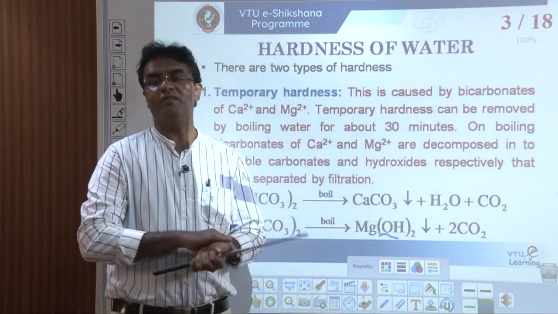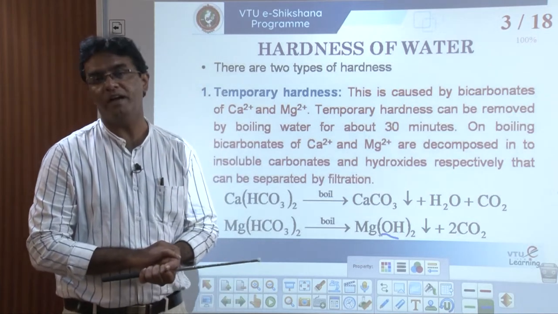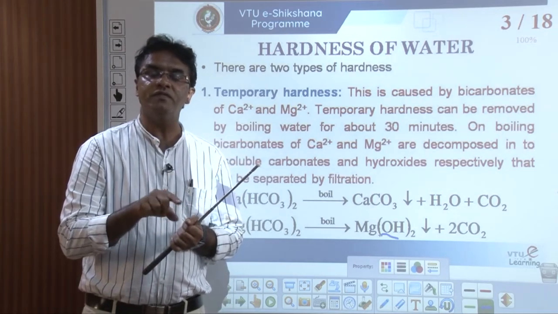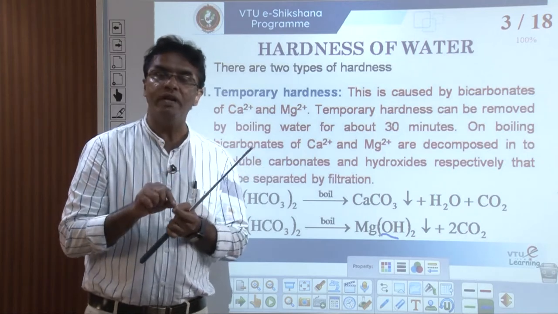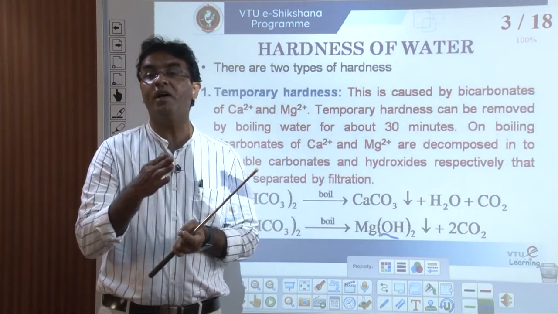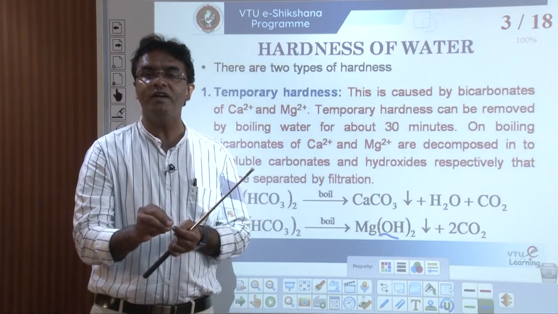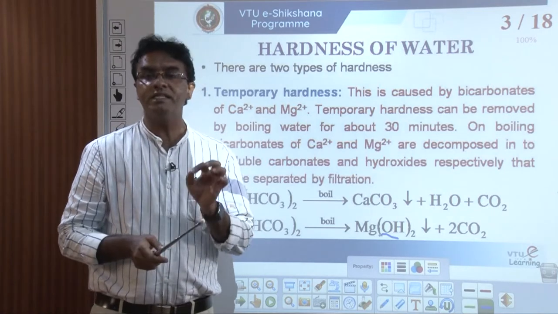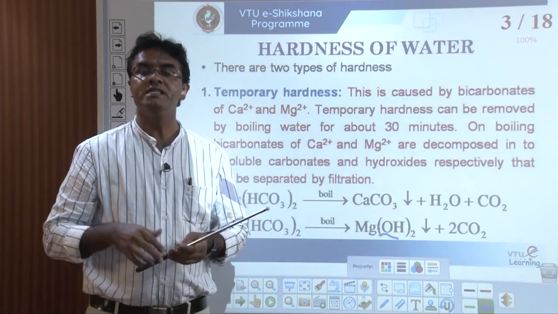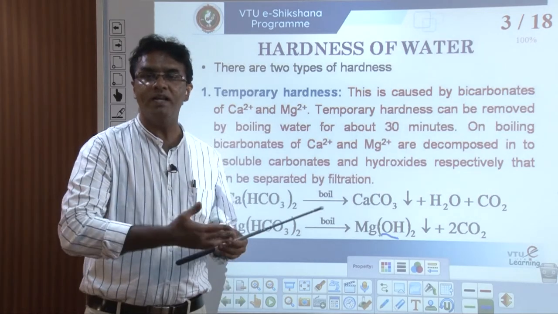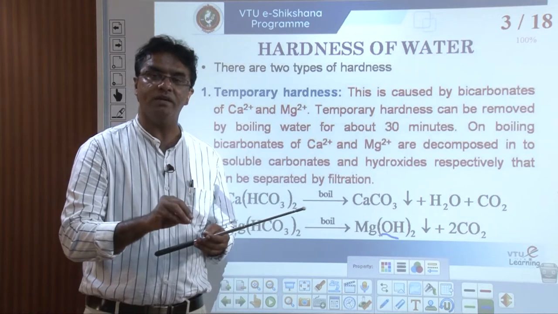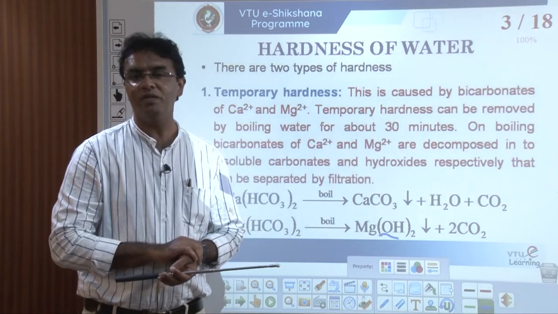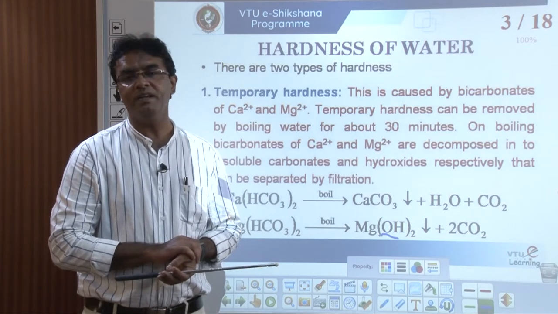That's the reason this kind of hardness is called temporary hardness. Therefore, temporary hardness is the hardness caused by bicarbonates of calcium and magnesium. Or the other way around, whenever bicarbonates of calcium and magnesium are causing the hardness of the water, that kind of hardness is called temporary hardness. Why is it called temporary hardness? Because this kind of hardness can be removed very easily just by a simple physical process like boiling the water for 30 minutes. By boiling the water for 30 minutes, we can remove these bicarbonates of calcium and magnesium. Thereby, we can remove the hardness. That's why it is called temporary hardness.